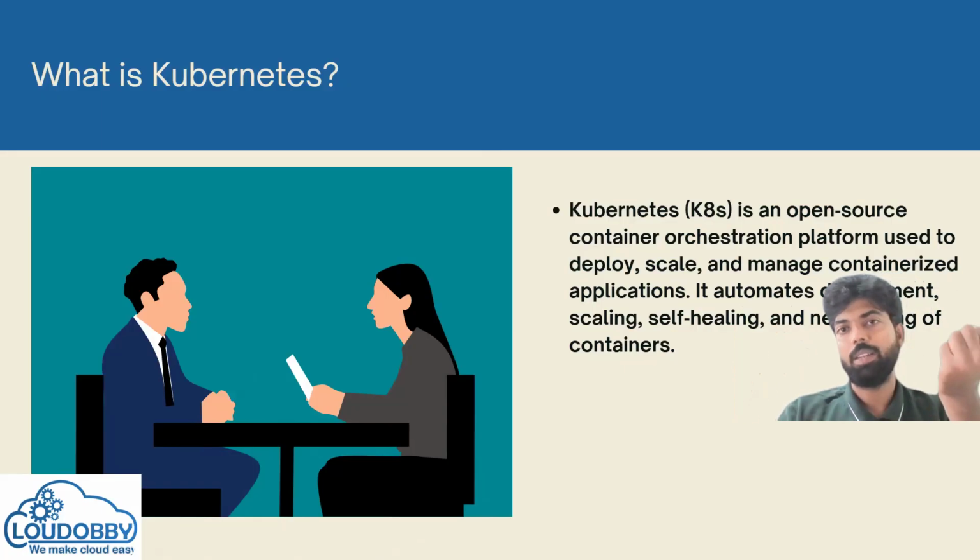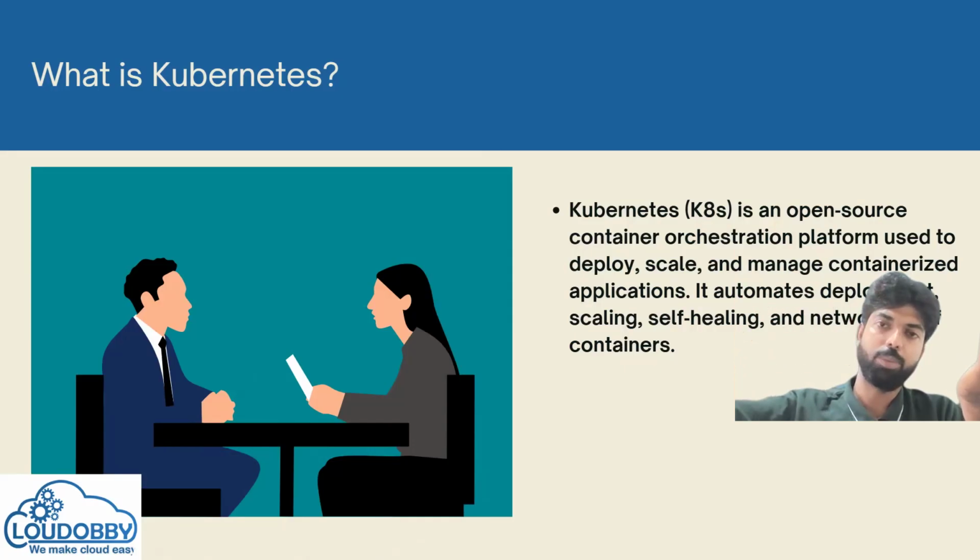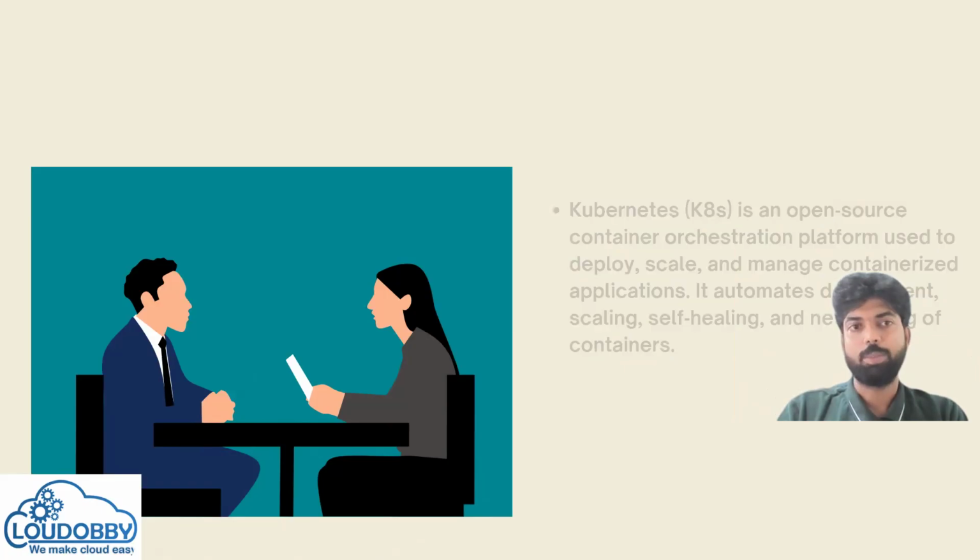When some container fails, Kubernetes will identify it and restart the container. That is called self-healing. And if your container is unable to handle the load, Kubernetes will create one more container, two more containers, three more containers. That is for scaling. And also, when these containers communicate, how securely they can communicate, how they can network, all this Kubernetes supports.